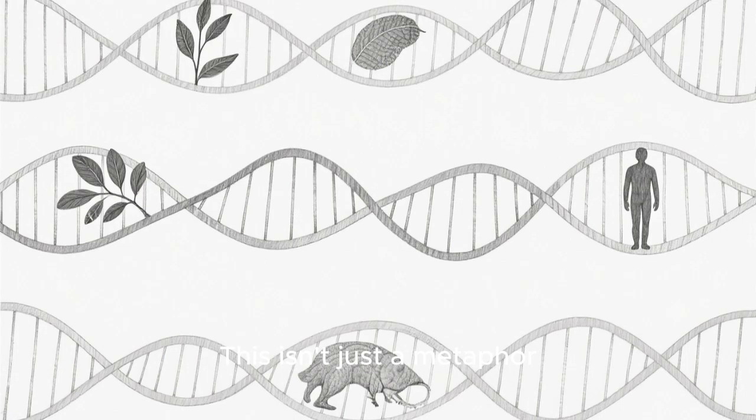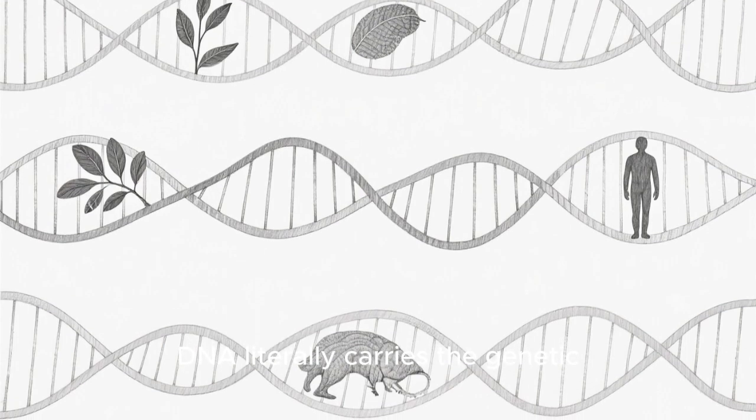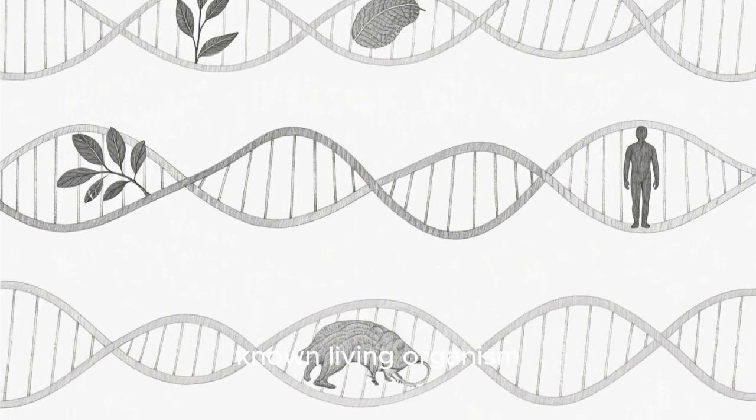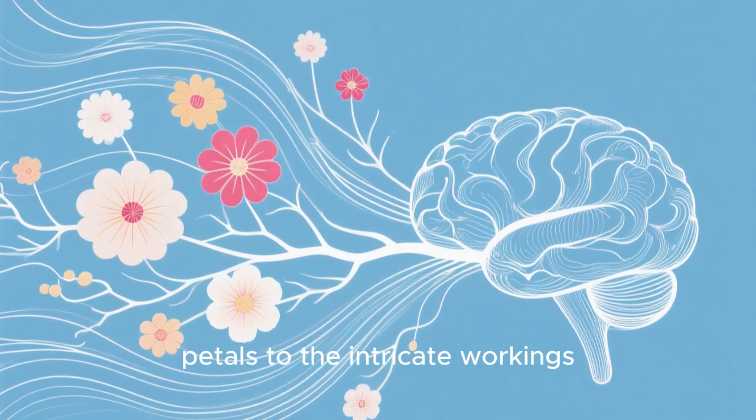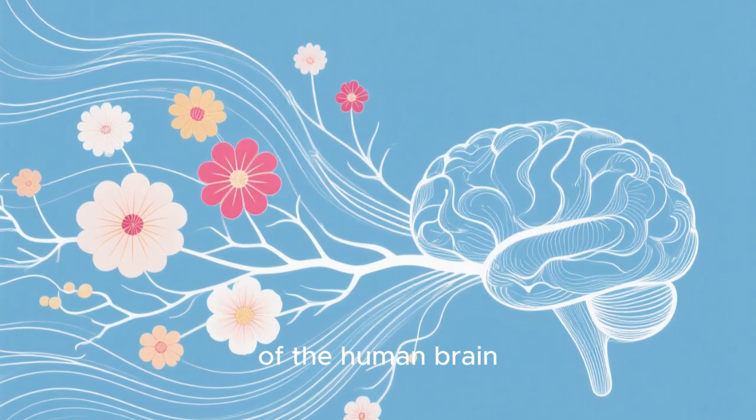This isn't just a metaphor. DNA literally carries the genetic instructions for every known living organism. It dictates everything from the color of a flower's petals to the intricate workings of the human brain. It's the ultimate blueprint, passed down through generations, connecting us all to the very first life on Earth.